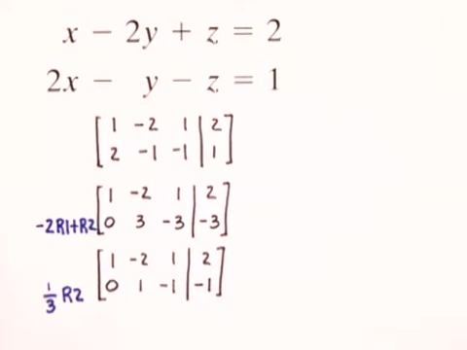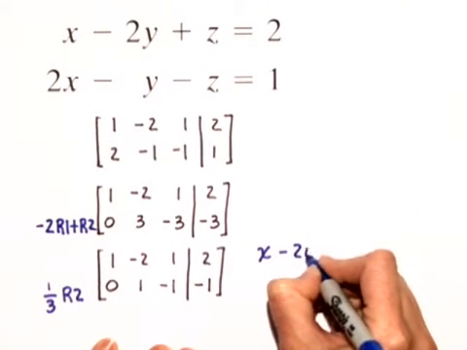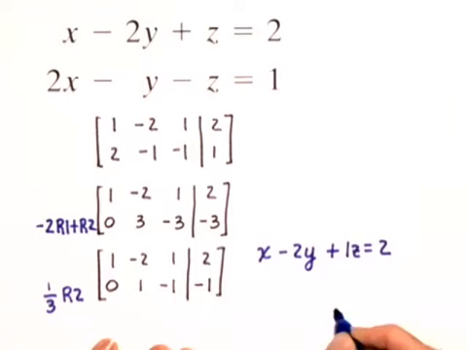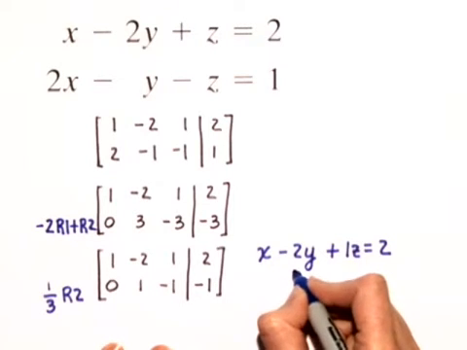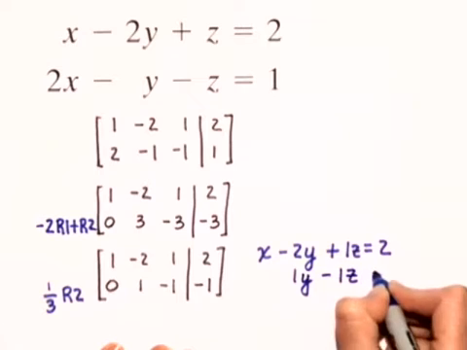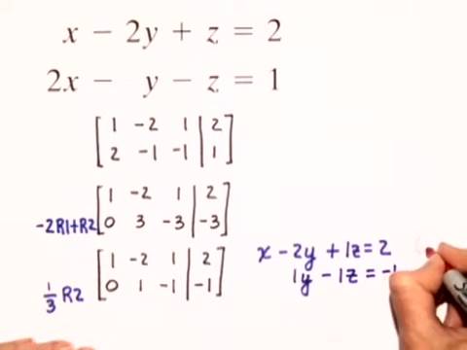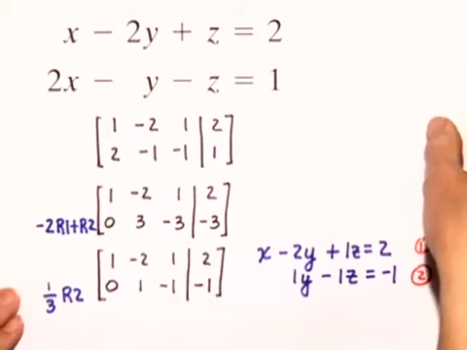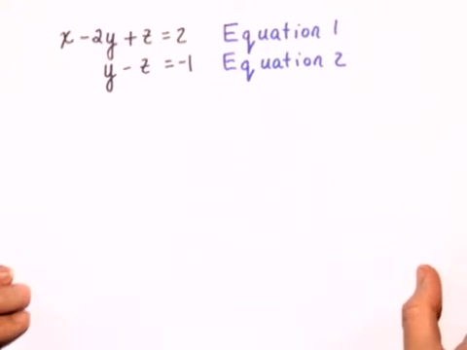Now in this case, let's write down what this augmented matrix means. It really means this first row is x minus 2y plus 1z is equal to 2. And the second row means 0x, so I don't need to write that down, plus 1y minus 1z is equal to -1. I'm going to call the first one, just for the moment, equation 1. And the second one, I'll call equation 2. So I've rewritten equation 1 and equation 2 down.